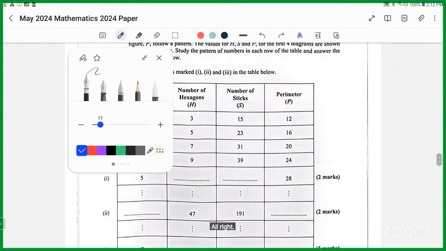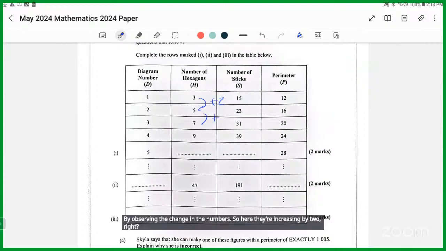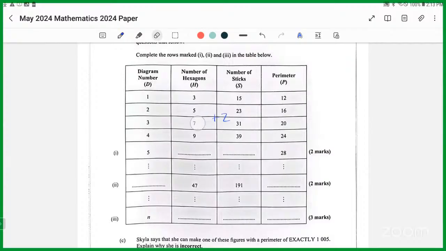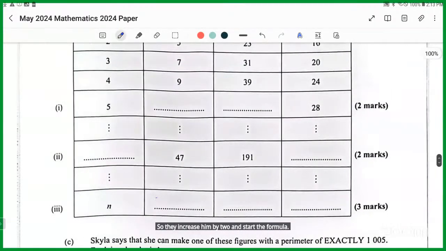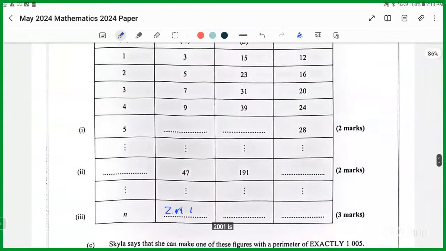Let's fill out, as usual, this line first when we can, by observing the change in the numbers. So here they're increasing by 2, right? 2n starts the formula because it's increasing by 2. The first figure, however, has 3 in it. 2 times 1 is 2. We have to add 1 to the formula to make it work.